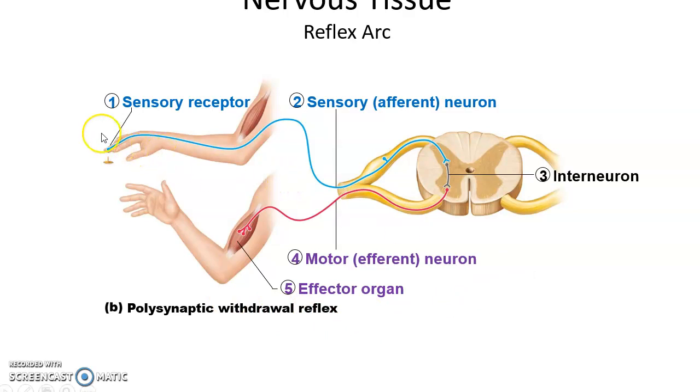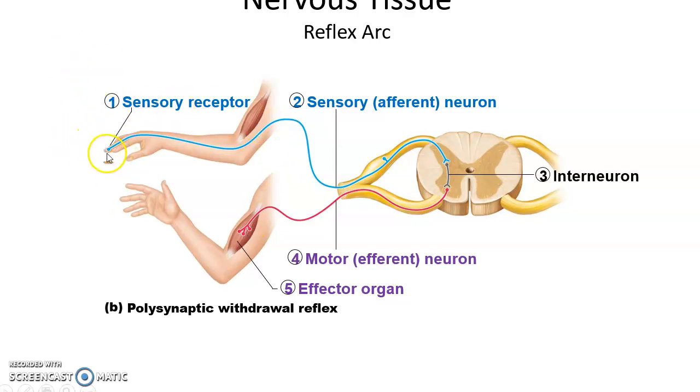The polysynaptic withdrawal reflex is when you touch something that hurts you, whether it's hot or pointy or whatever. You have your receptor, the sensory receptor, which in this case is the sensory neuron. The sensory neuron carries the information of the pain to the spinal cord. It then synapses with an interneuron, which then synapses with a motor neuron that sends the command to the relevant skeletal muscles, the effectors. So you pull away from the thing that hurts you.